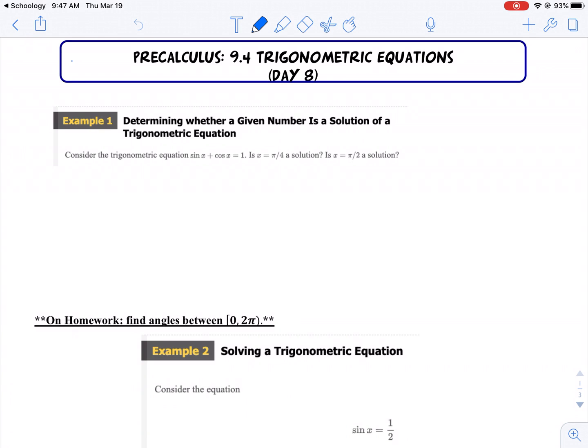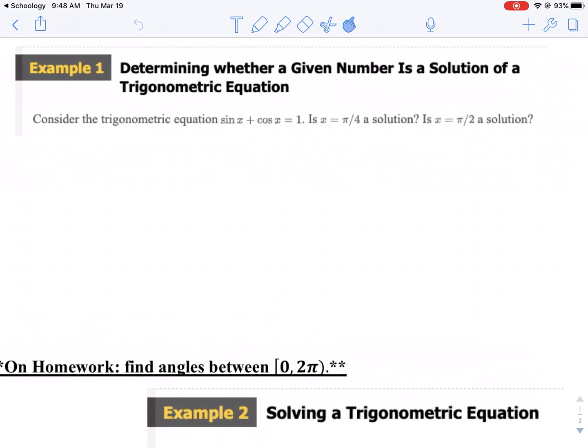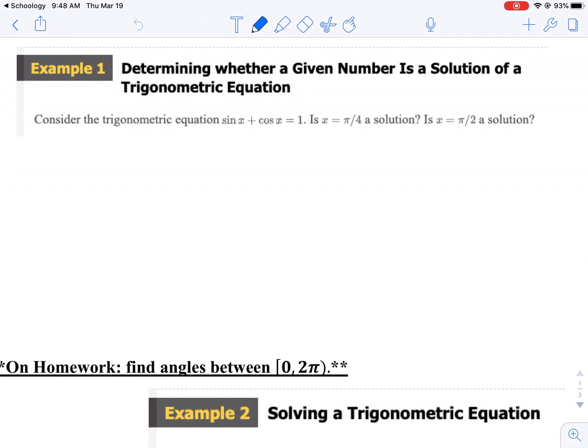Welcome to the 9.4 video about trigonometric equations. So first thing we're going to do is determine whether a given number is a solution of the equation. Considering sine x plus cosine x equals 1, is pi over 4 a solution? Is pi over 2 a solution? Well, the only thing we need to do is plug in and see if it's true.